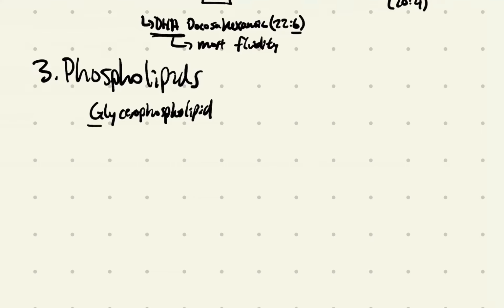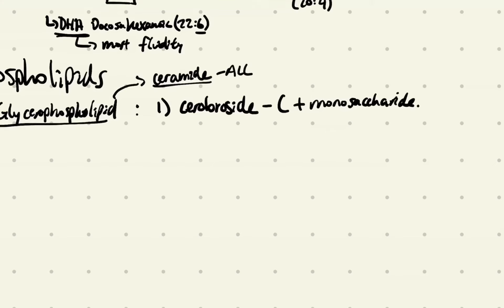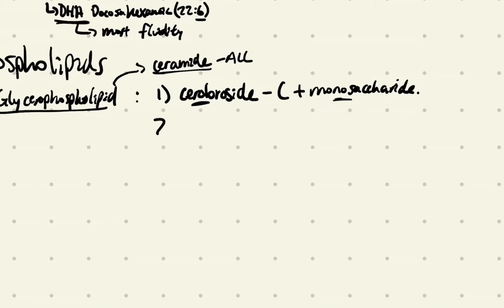Okay, now I'm going to be talking in particular about your glycerol phospholipids. There's going to be 4 types, and I wanted to elaborate on them. Okay, so the first one is going to be your cerebroside. All glycerol phospholipids have this thing called ceramide, okay? So that's going to be present in all of them. So it's going to have your ceramide plus your monosaccharide, okay? Monosaccharide, all right. So how I remember this is this O in cerebroside corresponds with the O in monosaccharide.